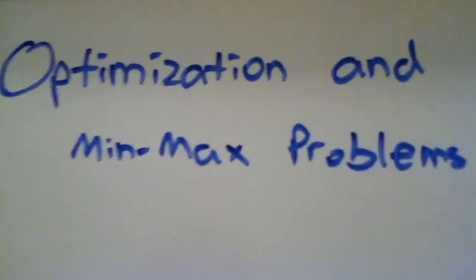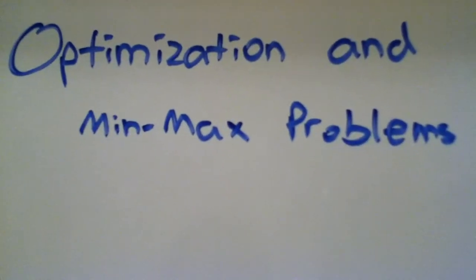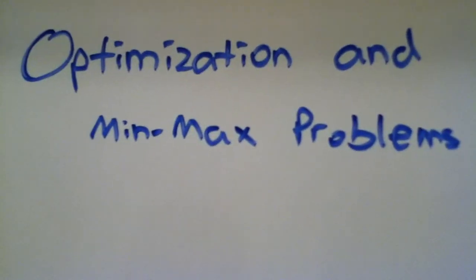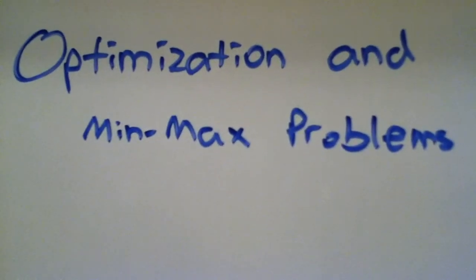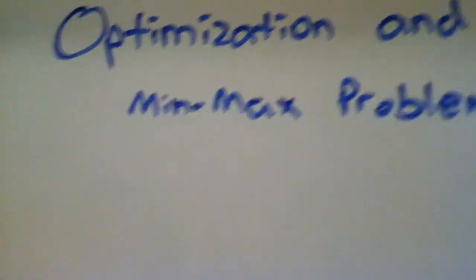As a continuation of topics covered in differential calculus, let's talk about optimization and min-max problems. There are three simple steps to these. The first is to model and make the equation of whatever problem you're given.